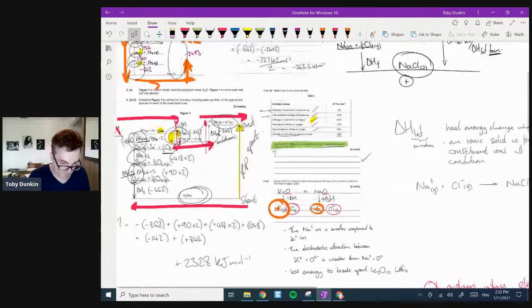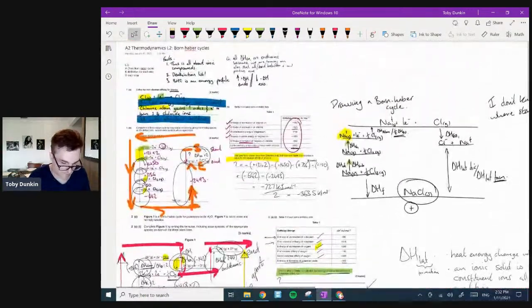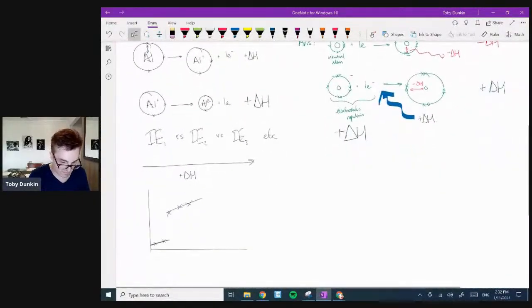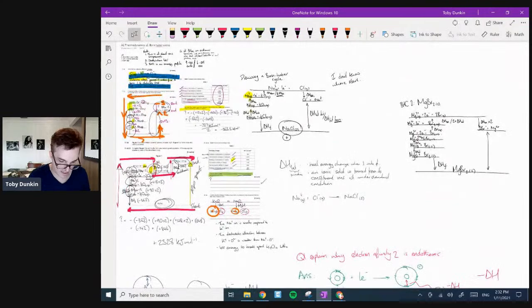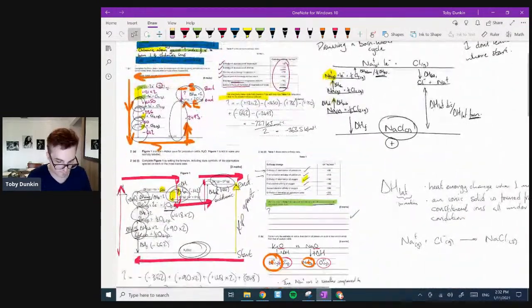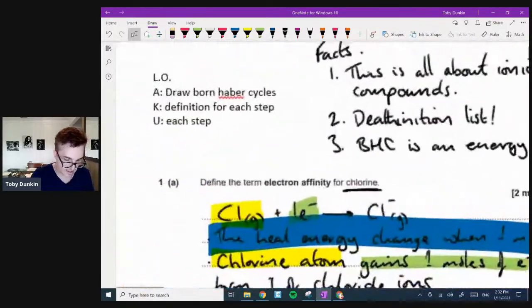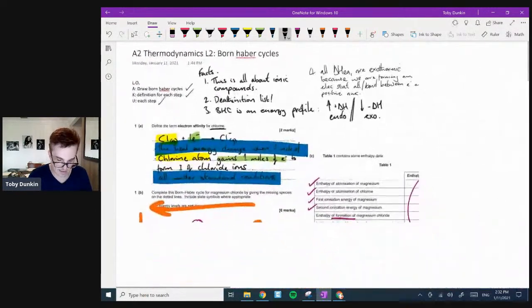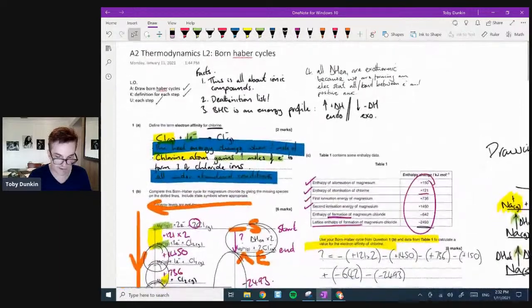So I hope you found the questions useful. I feel like this was a really good way of doing this. We've had a look at some really good chemistry here. It's really, really nice. And we've done 2 Born-Haber cycles. And I do feel like at this stage, I can tick off each of these and say, you can draw them, you can define them, and you understand each step. So I definitely think this has been a much better lesson than the previous one.